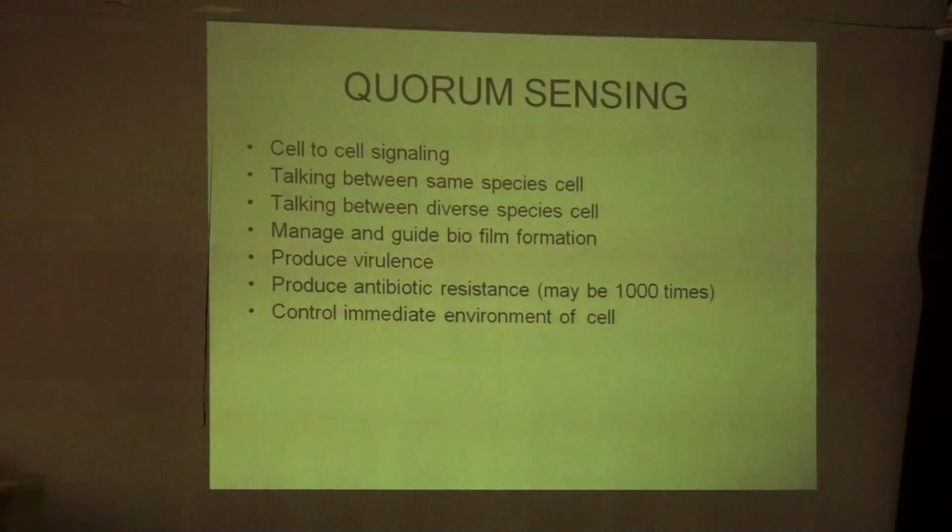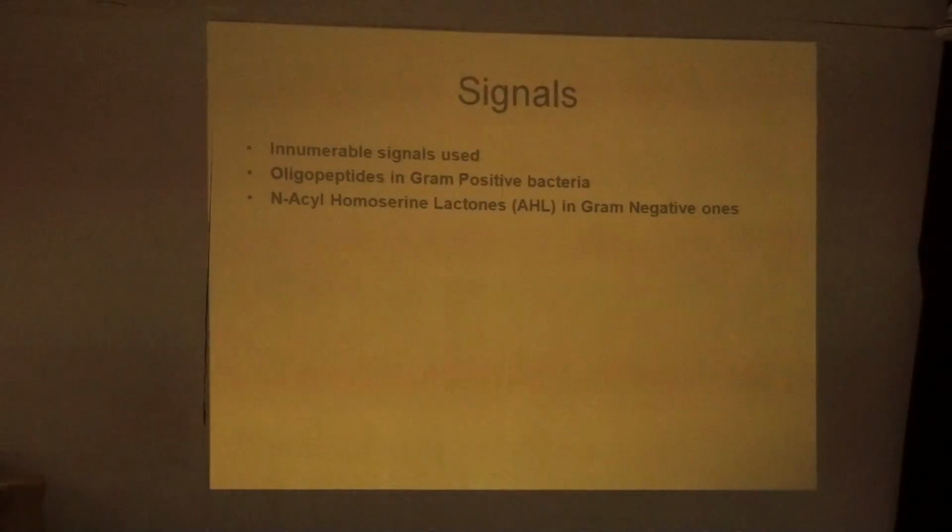So how will it talk? This quorum sensing is usually done by micromolecules. Hardly 2 are there that we talked about: the oligopeptides in the case of the gram-positive bacteria, and AHL from the gram-negative ones. Through these oligopeptides the gram-positive bacteria talk, and through AHL the gram-negative ones talk.